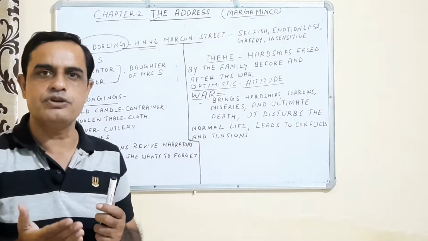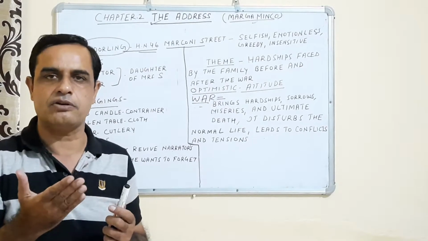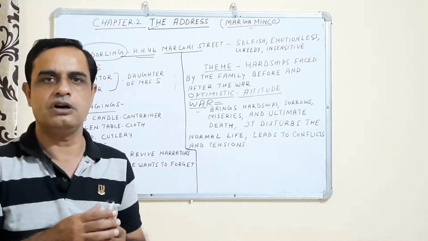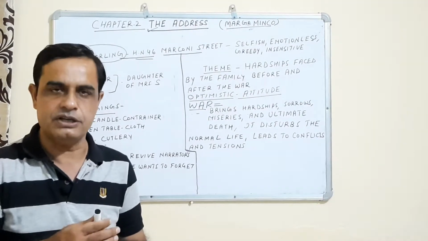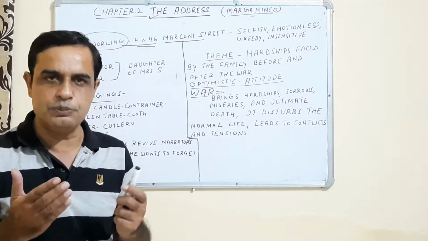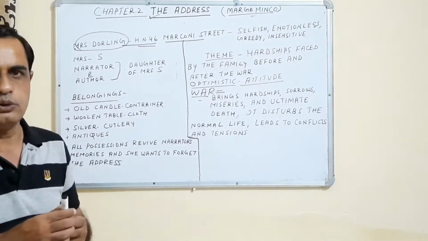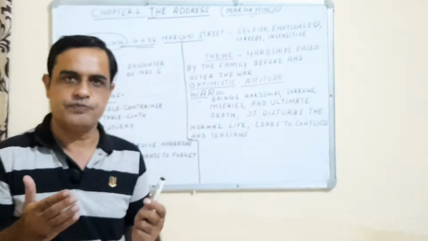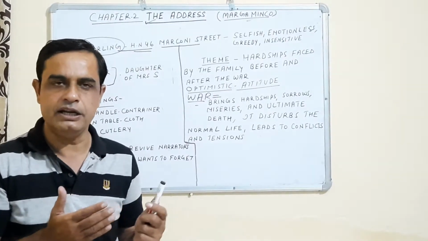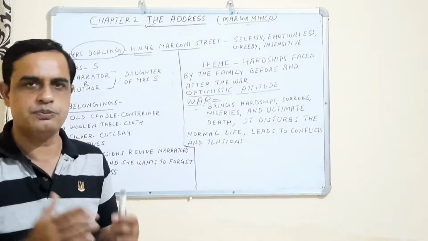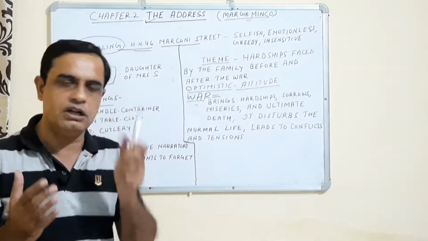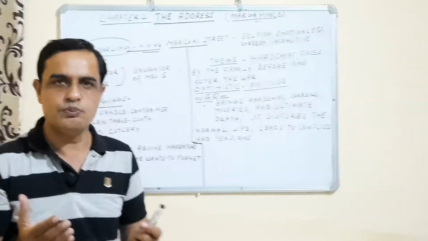When the narrator visited the house at 46 Marconi Street to see the belongings and possessions of his mother, because during the war the mother had shifted all the possessions to her acquaintance, her well-wisher, her friend Mrs. Darling's house, and it was discussed at that time. It was specially suggested by Mrs. Darling that all the expensive things, all the precious things, you must ship to my house.